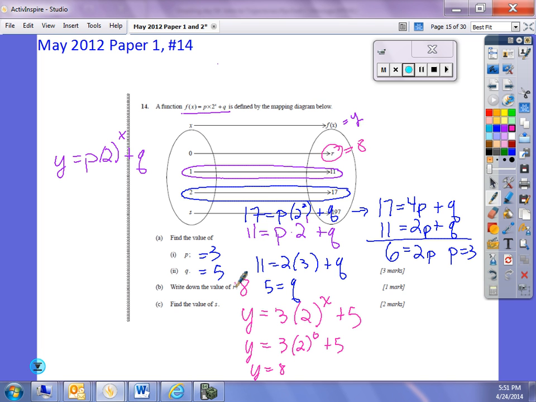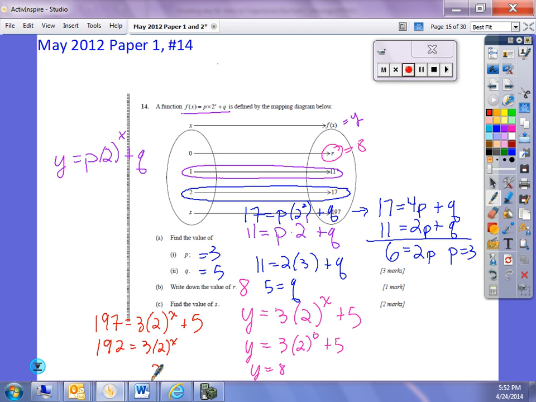Find the value of s. This is really an exercise in algebra. Can you figure out what values are substituting for which variables? Find the value of s. Well, I know that the y value is 197. And again, I know that p is 3 times 2 to the s, which is the x value that I'm trying to find. Oops, I forgot to add on q. q is 5. So I'm going to subtract 5 from each side. 192 is equal to 3 times 2 to the x.